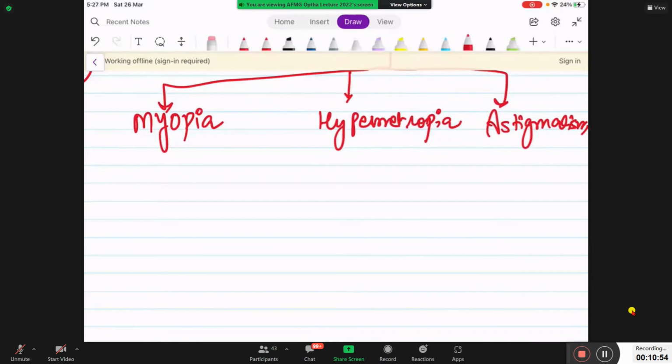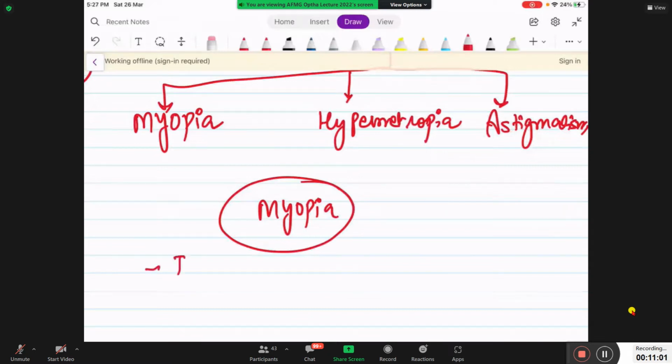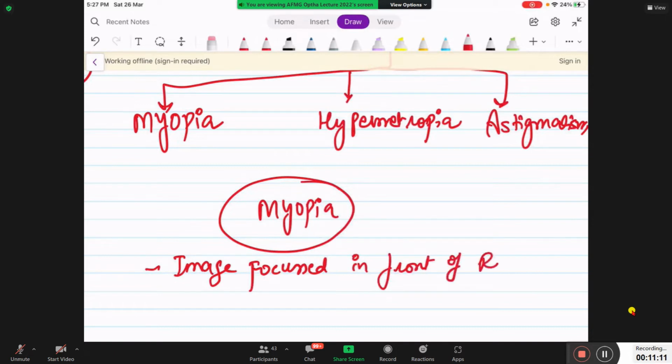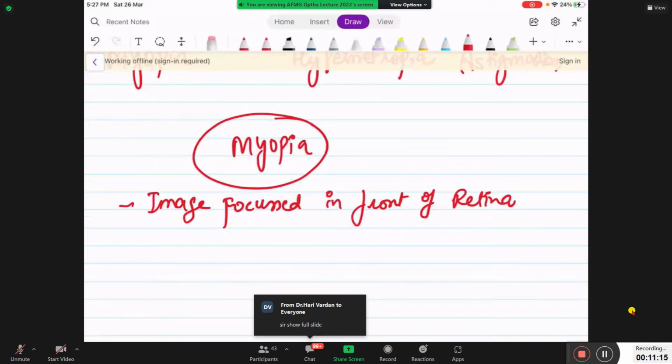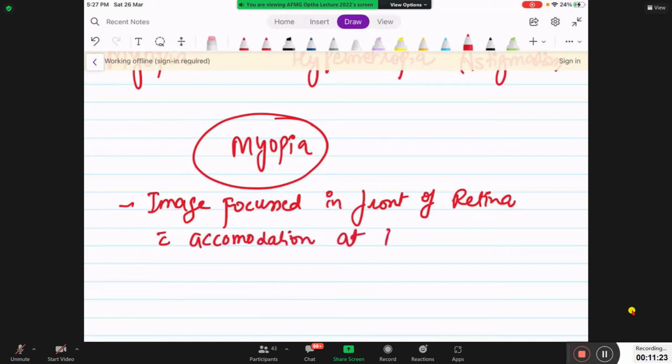So now we will take up myopia first. Write down. In myopia, as you all know, the image is focused in front of the retina. Image is formed in front of the retina with accommodation being at rest.